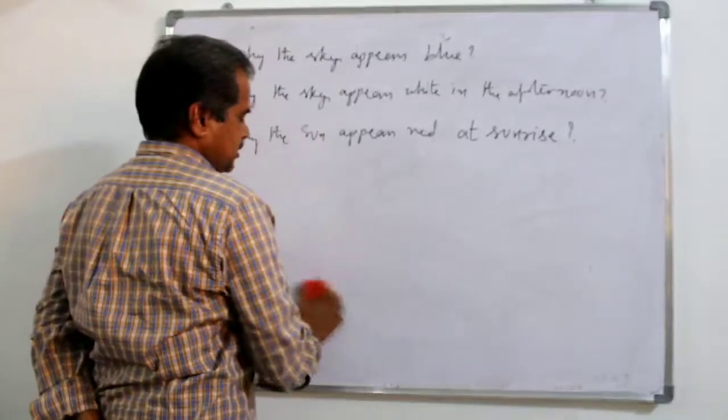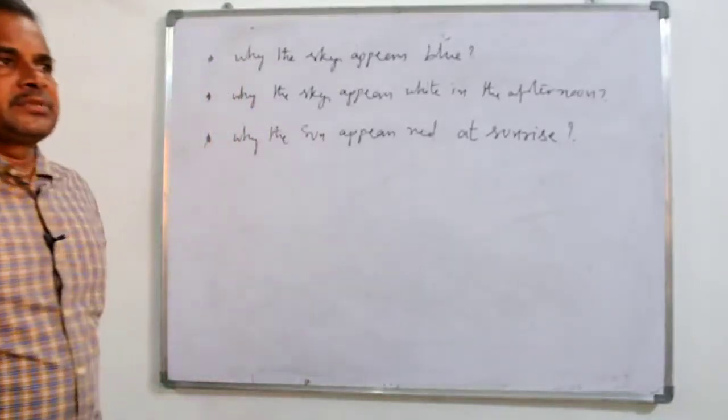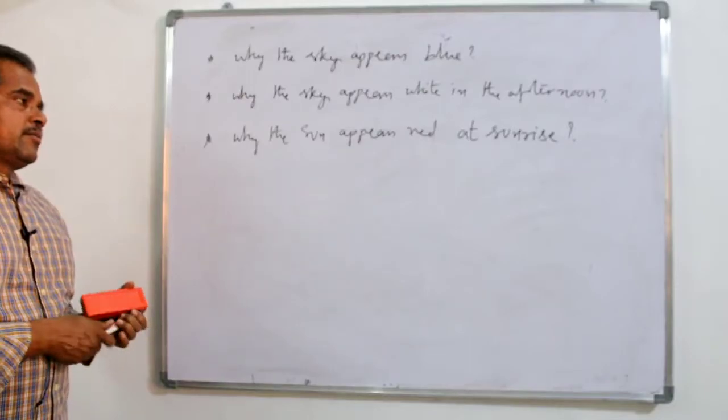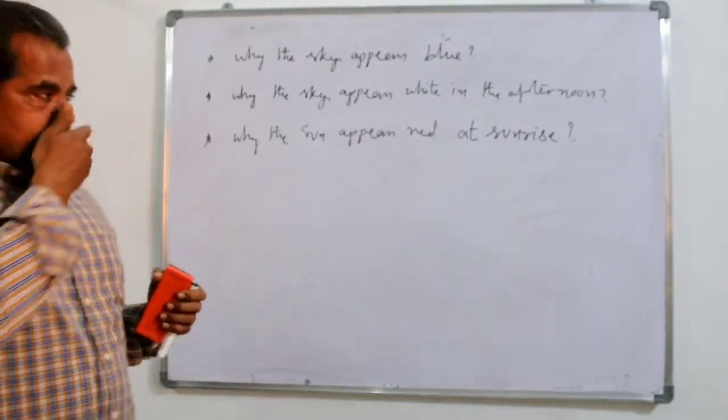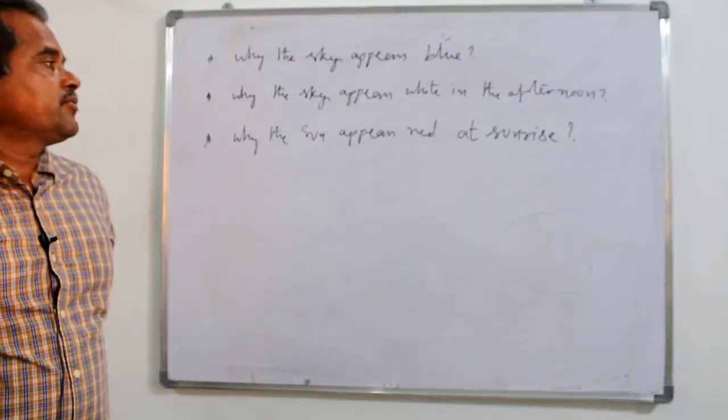Next, why does the sky appear white in the afternoon? Generally the sky appears white in the afternoon. White color is a combination of 7 colors, we have already known that. So what happens in the afternoon?